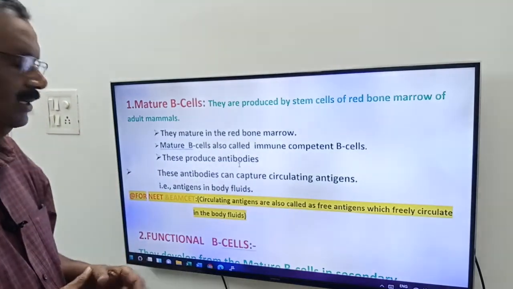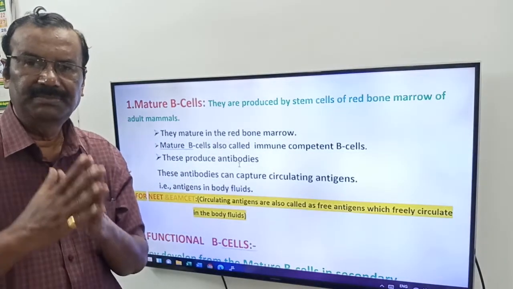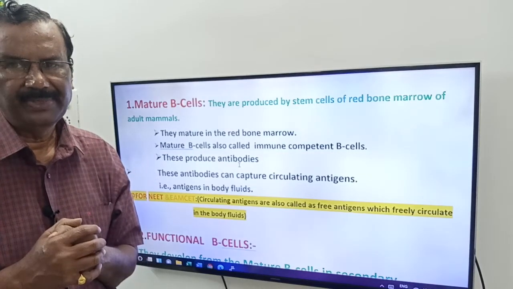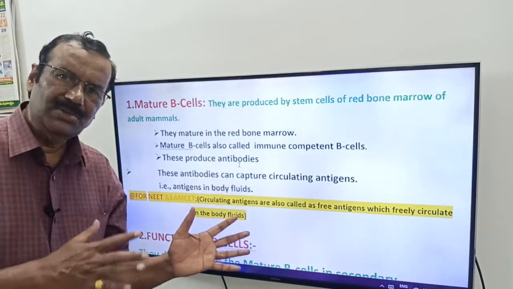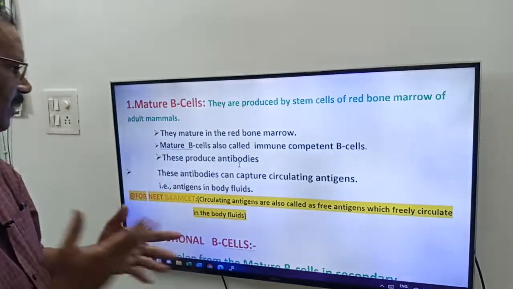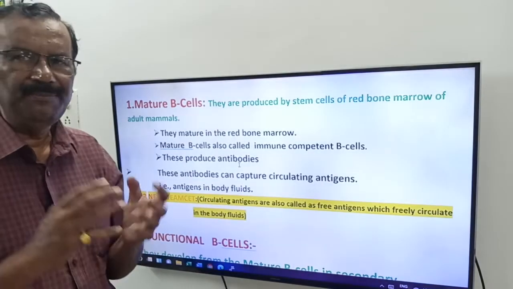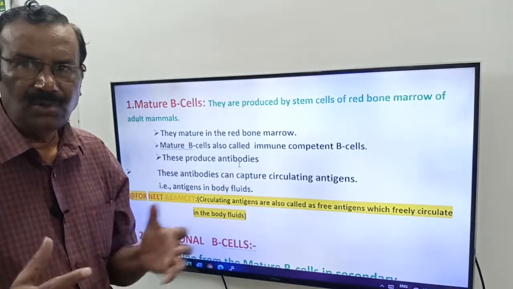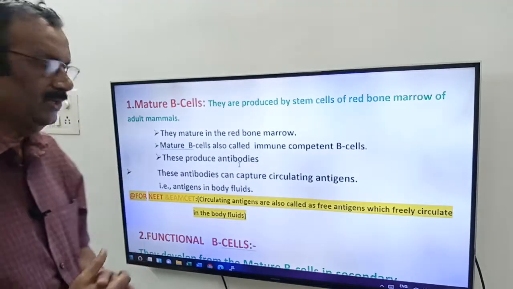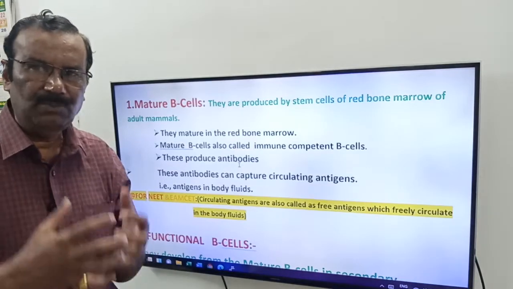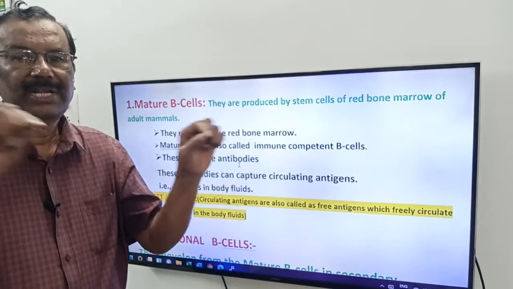Once again, production of B cells takes place in the stem cells of red bone marrow. Their maturation also takes place in the red bone marrow. These mature B cells are also called immune competent B cells. What is their role? They produce antibodies. What is the role of these antibodies? These antibodies capture circulating antigens.